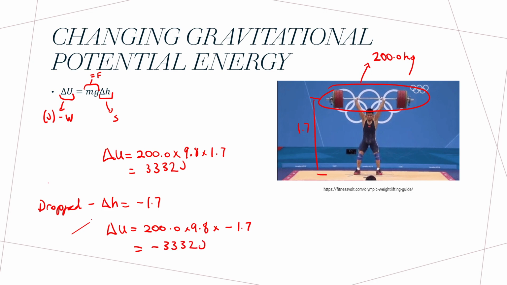3,332 joules. In other words, if this object was to be dropped after being lifted to this height, then the weights would lose some of its gravitational potential energy. It's the same in magnitude to what it gained when it was being lifted. And as it drops, those 3,332 joules of energy will be converted into kinetic or moving energy, which will cause it to drop all the way back down to the ground.